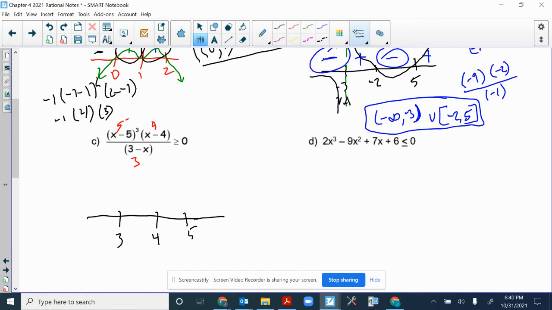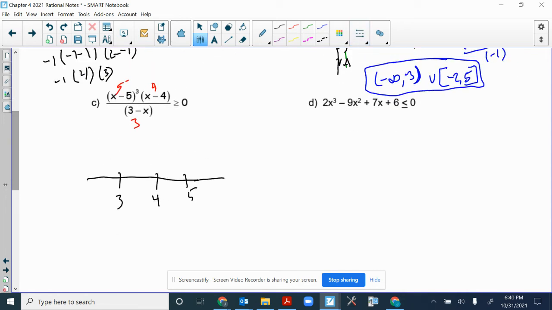And again, I'm choosing a number. Honestly, choose any number that you feel like would be easy to substitute in. So I'm going to choose 0. And yeah, because I don't need a lot. And technically you could choose whatever. But I'm choosing 0 because I don't need to simplify fully.